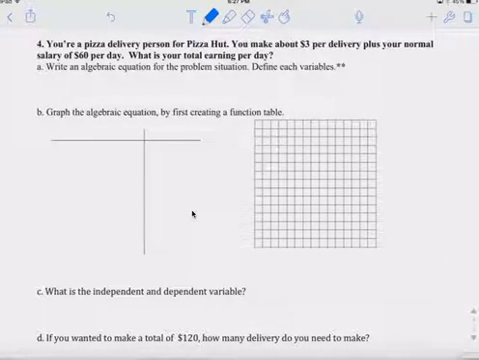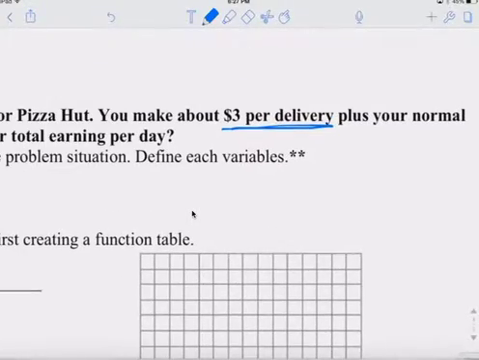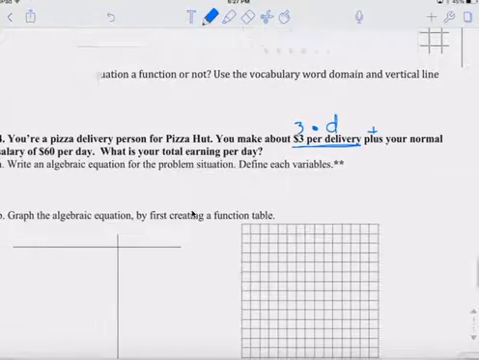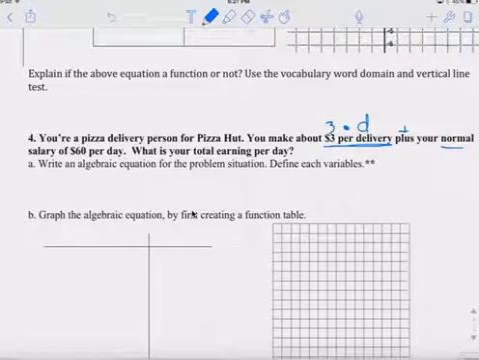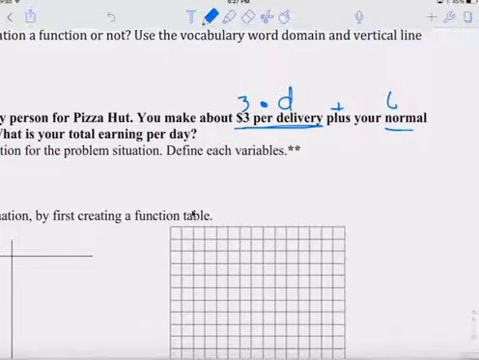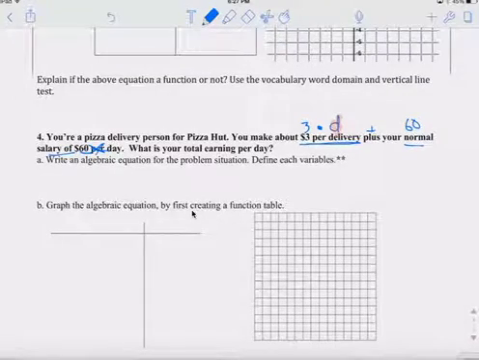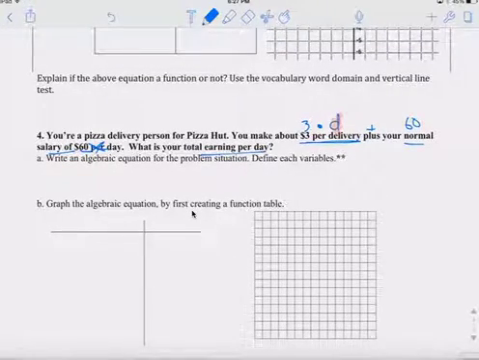All right, you're a delivery person for Pizza Hut. You make about $3 per delivery times the number of deliveries plus your normal salary of $60 per day. This is your normal salary. This is what you get each day, so per means nothing, it's just plus your normal $60. But we need to know how many deliveries you made. What is your total earning per day?